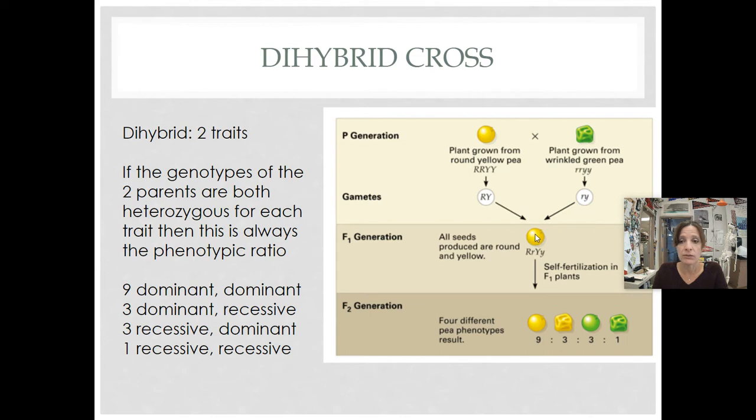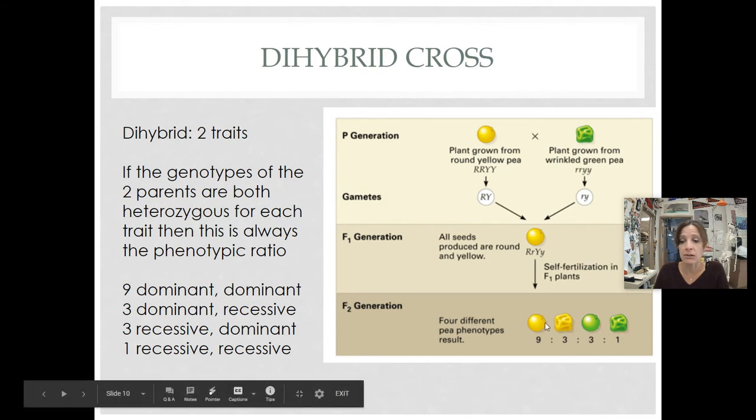All of the F1 generation, their offspring, are going to be heterozygous for both traits, which means they're both going to be dominant. So smooth or round and yellow. And then when you cross one of those, and this is the text over here, if the genotypes of the 2 parents are both heterozygous for each trait, then the phenotype ratio, so what they come out like, the color and the shape, will always be this magic 9331.